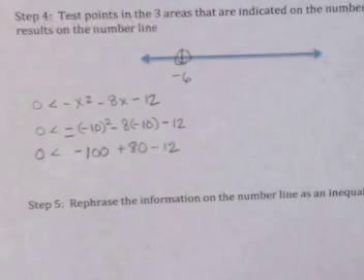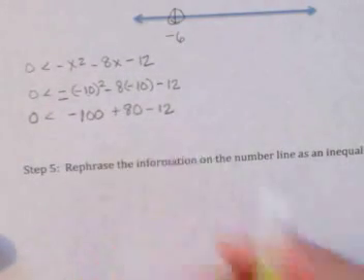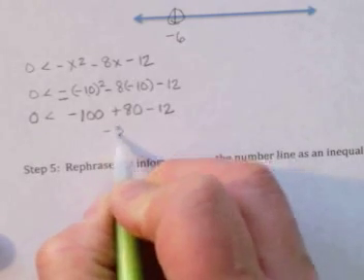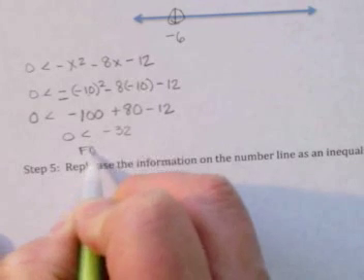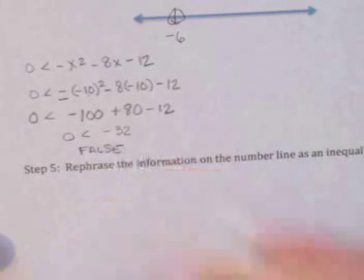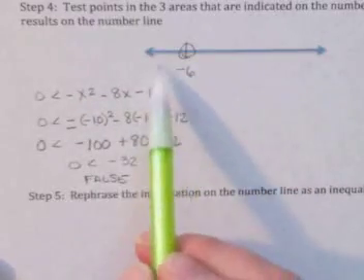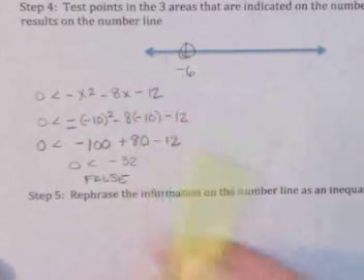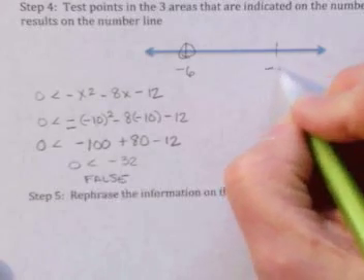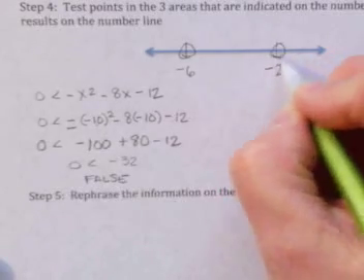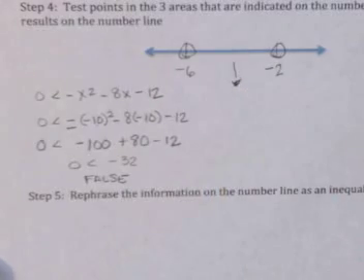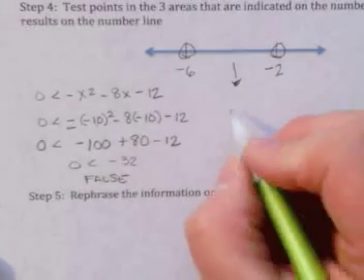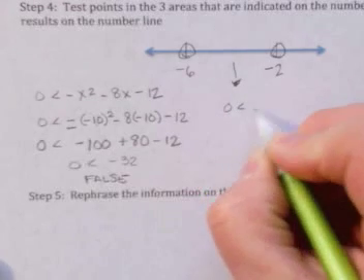So then I'm going to simplify this right-hand side further, and I find that this is equal to -32. And that is a false statement. 0 is not less than -32. So I do not want to shade the part of my graph down here. Now I'm going to test the part that is in between -6 and -2. And in order to do that, I chose -4.